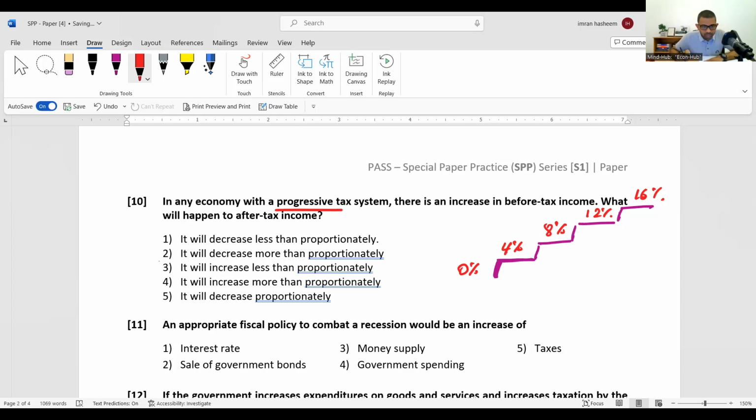decrease, less than, more than. There are two answers that say more than proportionately. It will increase more than proportionately. Again, we have a problem, no? Again, there is the same answer twice. Isn't it? Why is this?